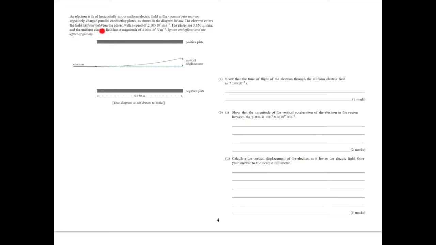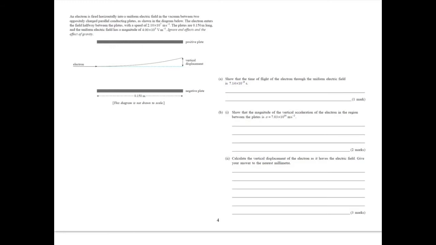The electron enters the field halfway between the plates with a speed of 2.1 times 10 to the 7 meters per second. The plates are 0.15 meters long, and the uniform electric field has a magnitude of 4.00 times 10 to the 3, so 4,000 volts per meter. They've used that unit. You could also use the newtons per coulomb. It's exactly equivalent. Ignore the effects of gravity.